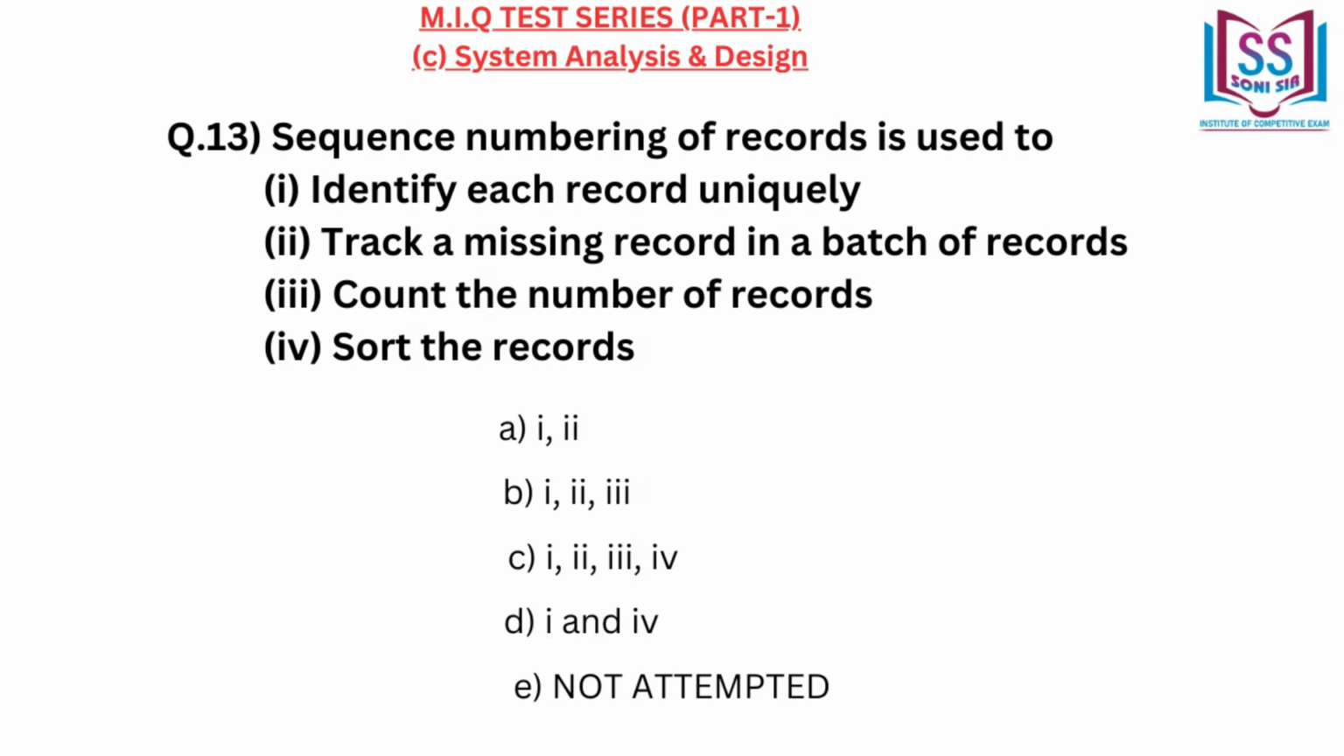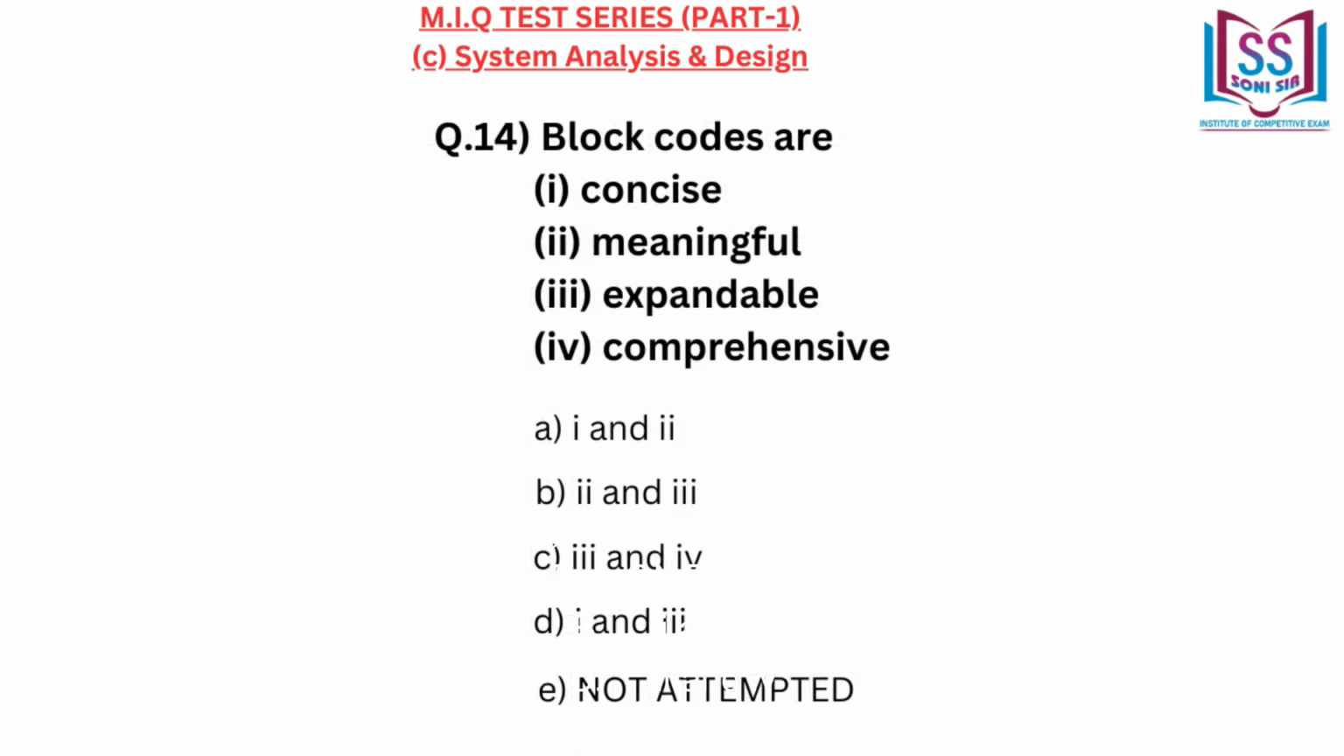Identify each record uniquely. 2. Track a missing record in a batch of records. 3. Count the number of records. 4. Sort the records. A. 1 and 2. B. 1, 2 and 3. C. 1, 2, 3 and 4. D. 1 and 4. Block codes are 1. Concise, 2. Meaningful, 3. Expandable, 4. Comprehensive. A. 1 and 2. B. 2 and 3. C. 3 and 4. D. 1 and 3.